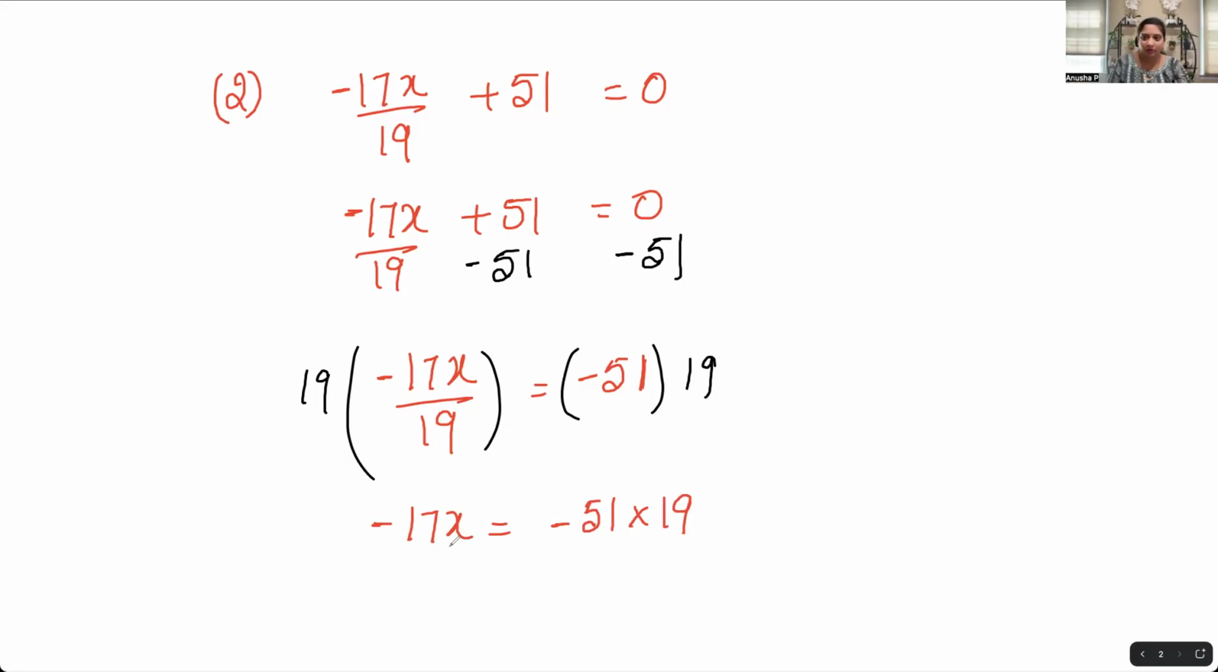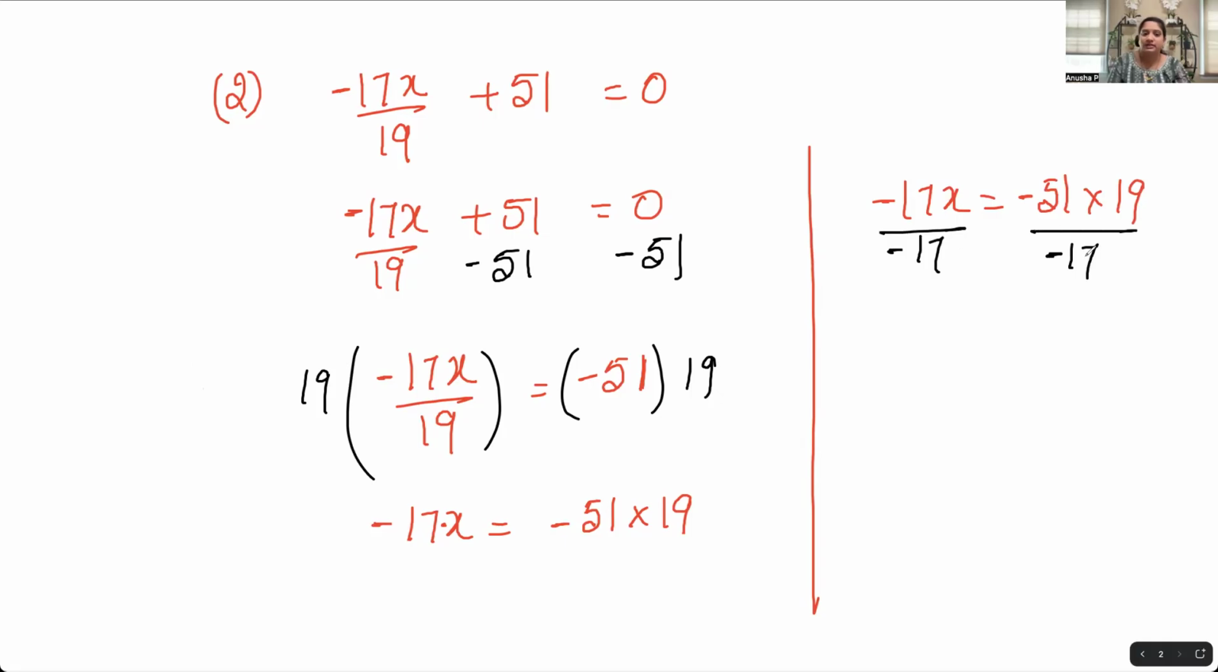Here is the most common mistake. In order to solve for x, most of the kids will say I'll add 17 on both the sides. It is not addition. Minus 17 times x, it is multiplication. So the reverse operation for multiplication is division. So minus 17x is equal to minus 51 times 19. We have to divide by negative 17 on both the sides.